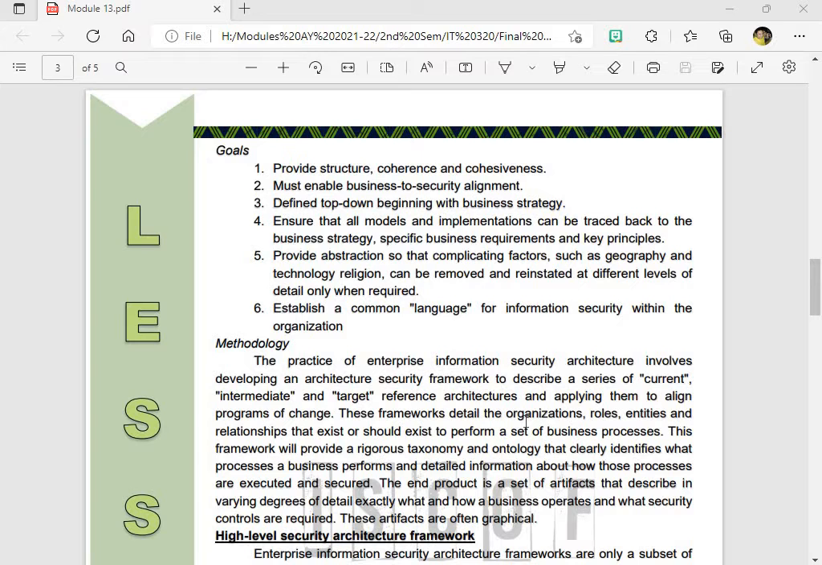So the fourth one is to ensure that all models and implementations can be traced back to the business strategy, specific business requirements, and key principles that the business or this model goes within the package that you brought upon. Of course, number 5 is to provide abstraction so that the complicating factors such as geography and technology can be removed and reinstated at different levels of detail when they are required.